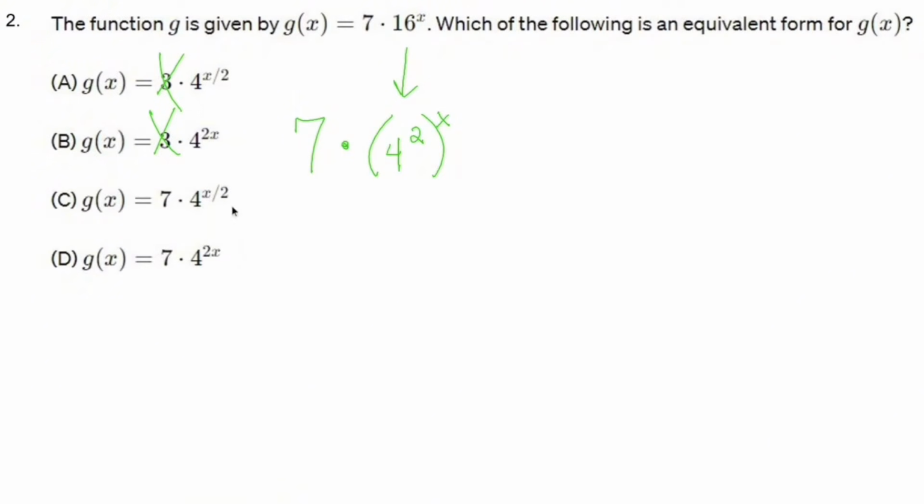Well, that's not an option. But oh, wait a minute. When I have something in parentheses and I take that to another power, a power of powers taken to a power, you multiply the exponents. So I could rewrite this as 7 times 4 to the 2x. So g of x can be written as 7 times 4 to the 2x. So D is my answer, baby.